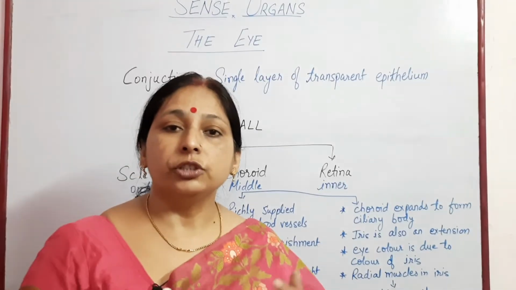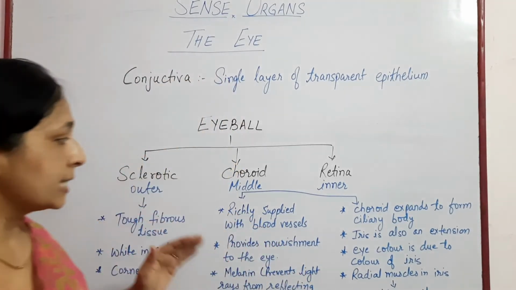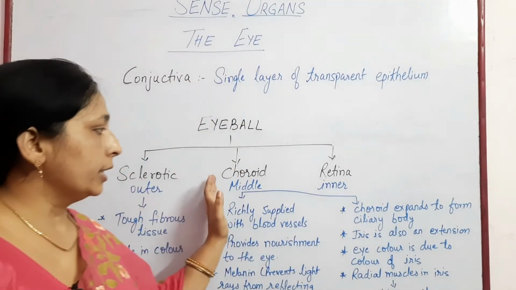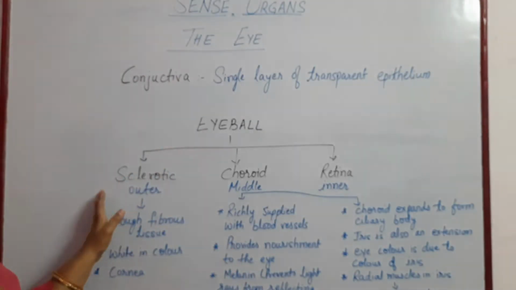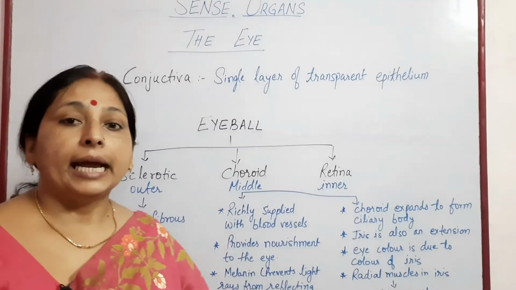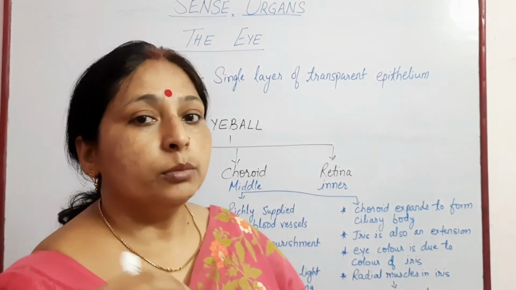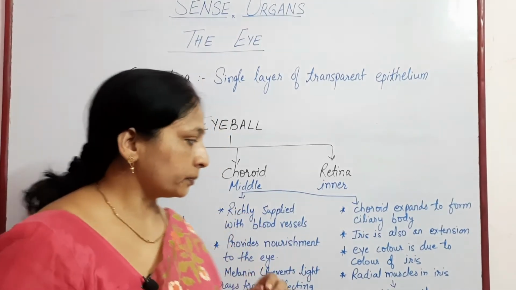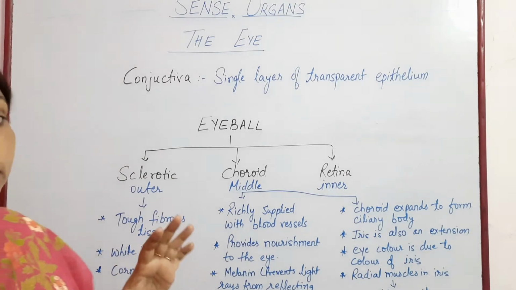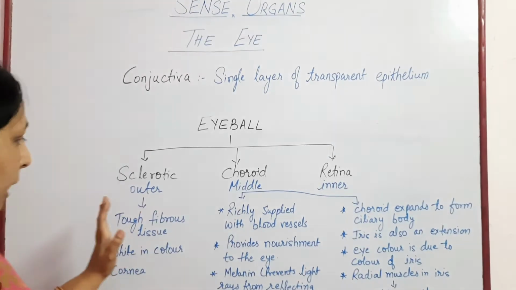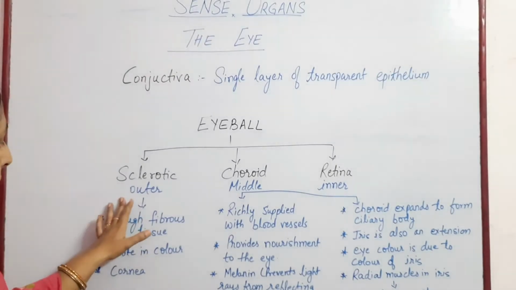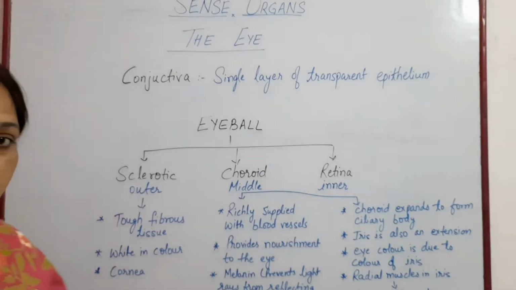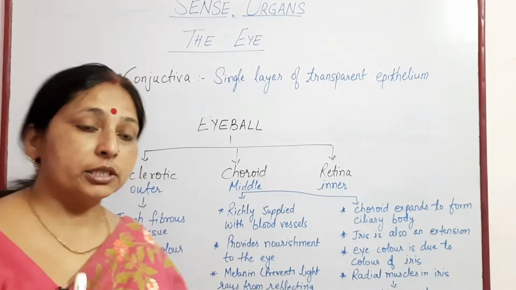Eyeball has three different parts: the sclerotic layer, choroid, and the retina. Sclerotic layer is the outermost layer, choroid is the middle part, and retina is the innermost part of the eye, which is responsible for the vision. So let's start with the sclerotic layer. Sclerotic layer is the outer layer. It is made up of tough fibrous tissue.